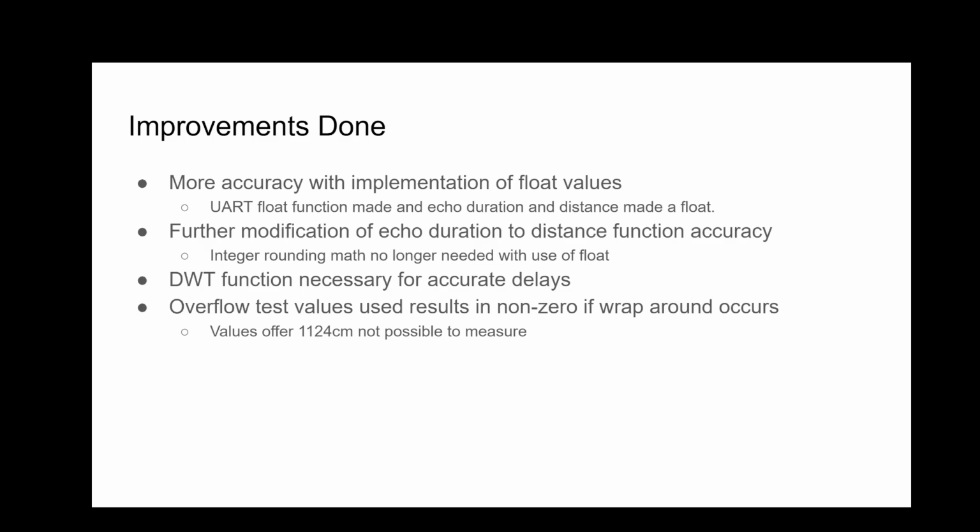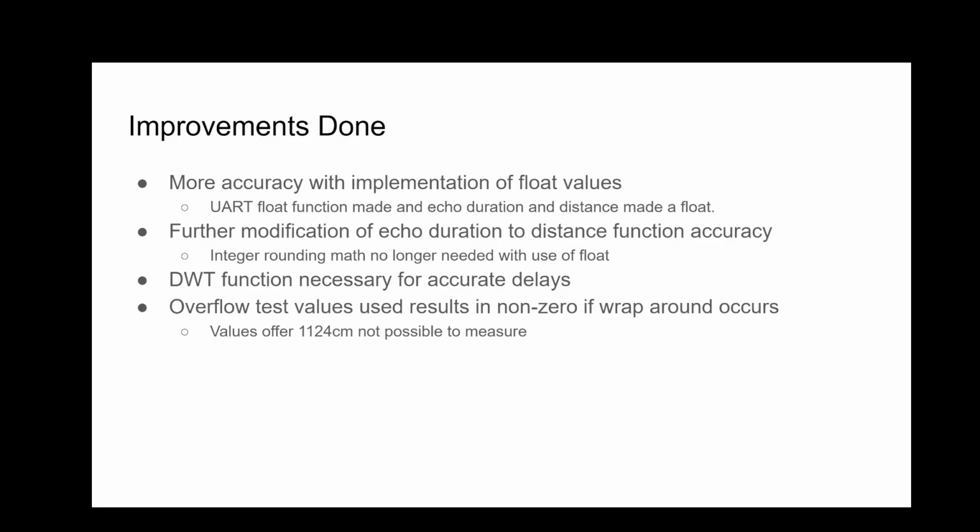So in all, for the sensor, there were a lot of improvements done where it was made more accurate by implementing float values. So we changed the UART float function, and then we made the echo duration and distance a float as well, both the start time and the end time and the total distance. We also looked into the echo duration function itself, and since we're using a float as an integer, we changed some of the function for that to not look at the rounding methods anymore. So you just have the speed times the time divided by 2.